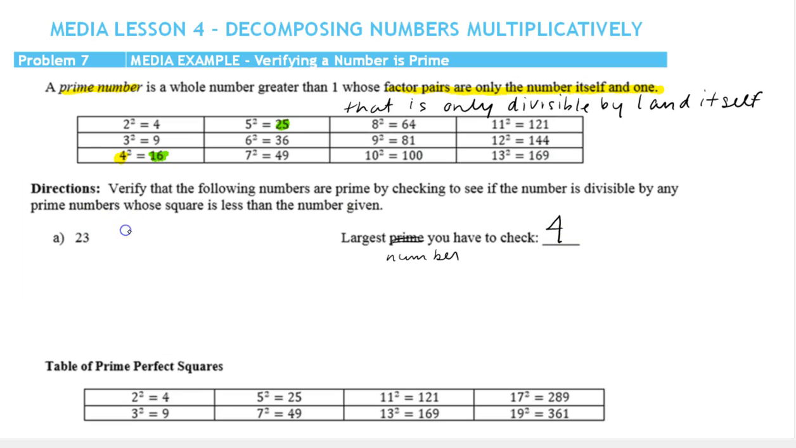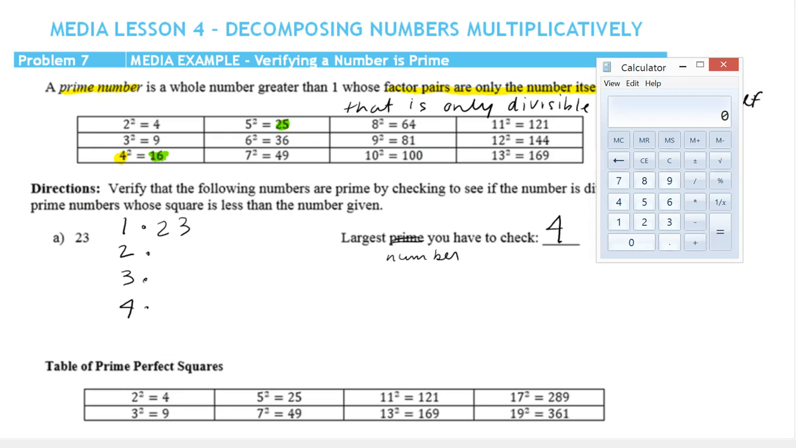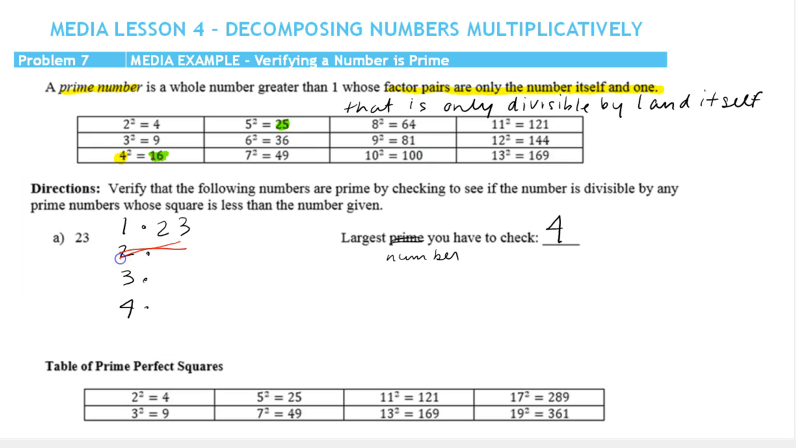So now let's make our list. We have 1, 2, 3, and 4. Well, we know that 1 times 23 is 23. And now we want to see if these other numbers are factors, and if they are, we'd find their corresponding factor pairs. Now you may notice that 23 is not even. It doesn't end in 0, 2, 4, 6, or 8. So it's not divisible by 2. So 2 is not a factor of 23. And you can also do the division on your calculator and see that you'll have a decimal, which means there's a remainder. So 2 is not a factor, so I'm going to cross it out.